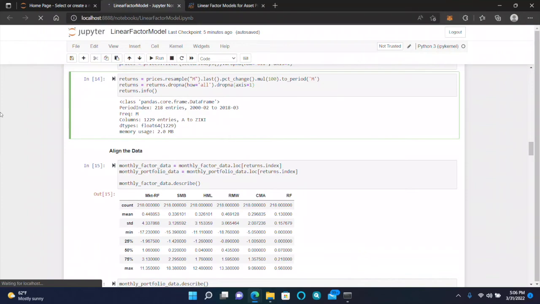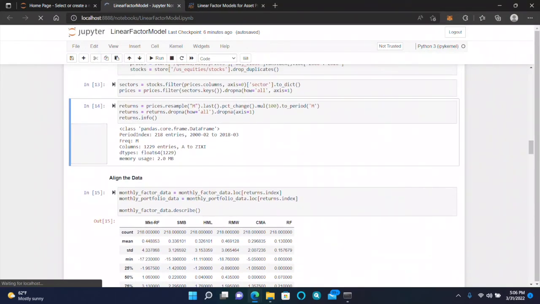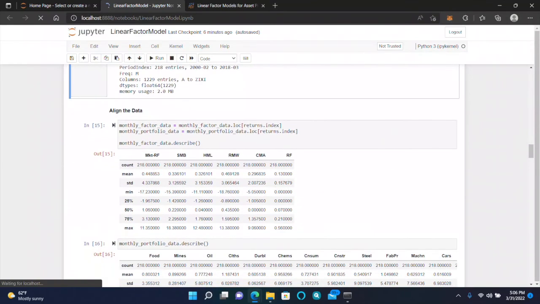Then I'm resampling to monthly returns, changing them to a percentage by multiplying by 100. And I'm just dropping anything that's missing, all of it. And look at here, I have 218 entries from February 2000 to March 2018. So we've lost a little bit of data, but that's fine. There's also 1,229 stocks that we're looking at. So we have way more assets than factors. We have 5 factors, but we have over 1,000 stocks. So that's why it's good to decompose stock returns into factor returns when you're trying to do portfolio optimization.